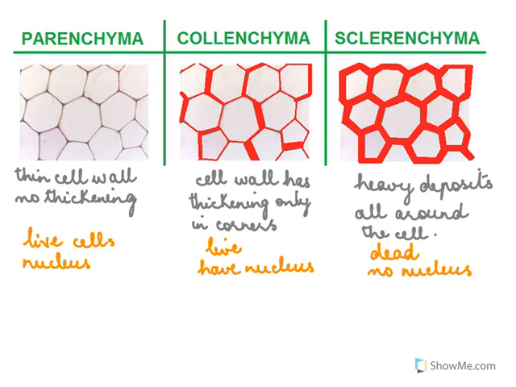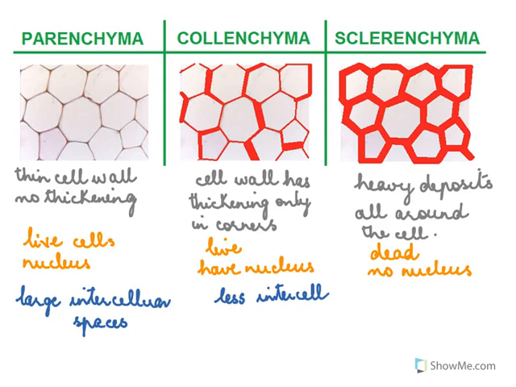When it comes to intercellular spaces, in parenchyma there are large intercellular spaces. However, in the collenchyma, the intercellular spaces are less because there are thickenings in the corners. And for sclerenchyma, no intercellular spaces. All the cellular spaces are filled with lignin.